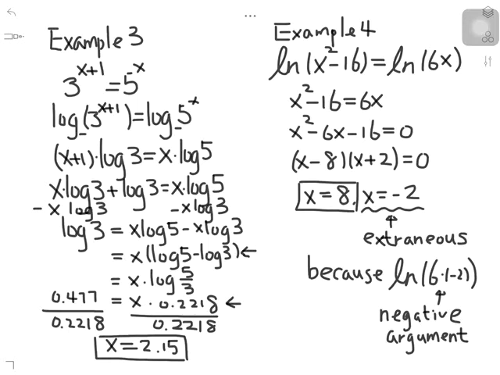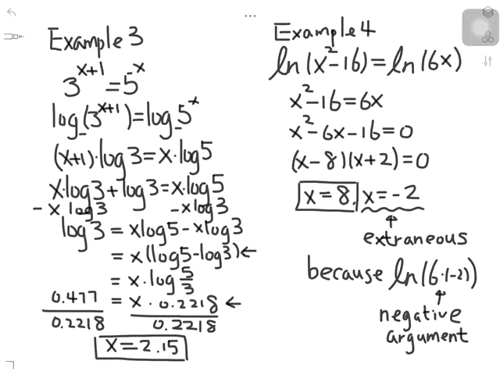Example number 4. Here's an example to remind you again. ln, I don't pronounce it as ln, I pronounce it as natural log. So please remind yourself, natural log. We are doing natural log. Natural log of x squared minus 16 equals natural log of 6x.